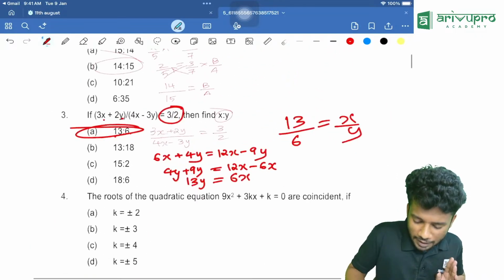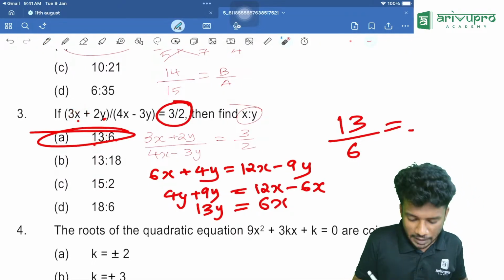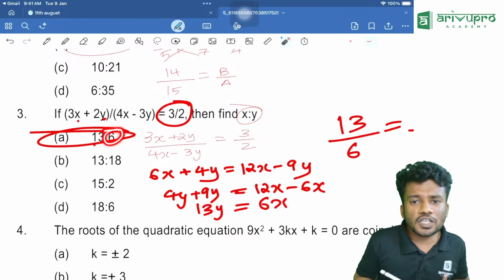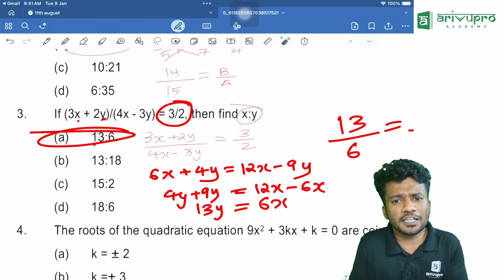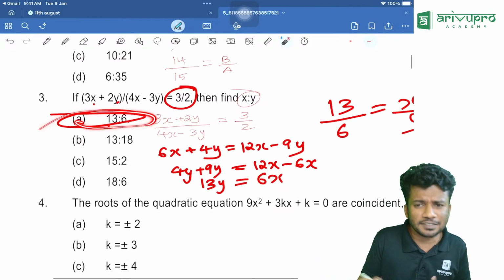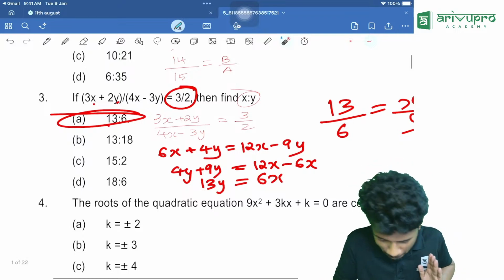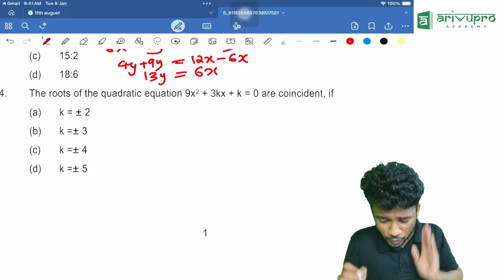Another method is nothing but we will put, instead of x we will put 13, instead of y we will put 6. Similarly over here also 13, here also 6. Whichever gives you 3 by 2, that's your answer. Here option A is giving you 3 by 2, so you can go with option A. Now the next question. There is a small change in the option here. I'll show you that also.